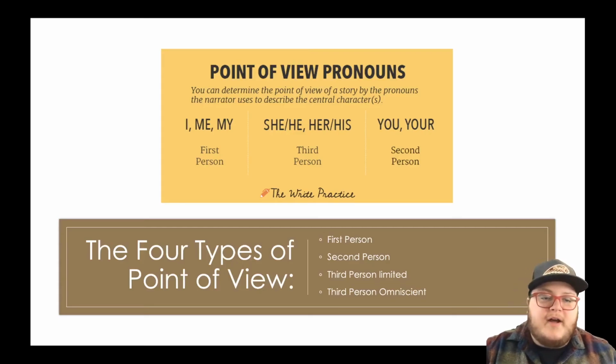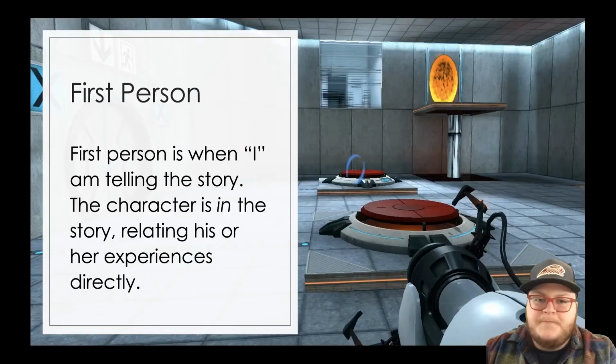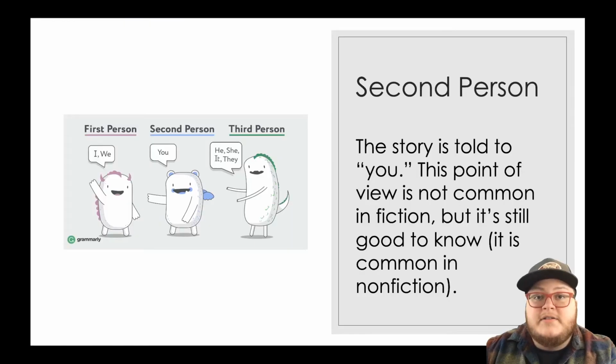And this leads to the basic concept, the 4 points of view. So really there are 3, but third person breaks down into 2 things. So first person is I, us, we statements. And when you see that, think of like a first person shooter, that you're just seeing it in their eyes.